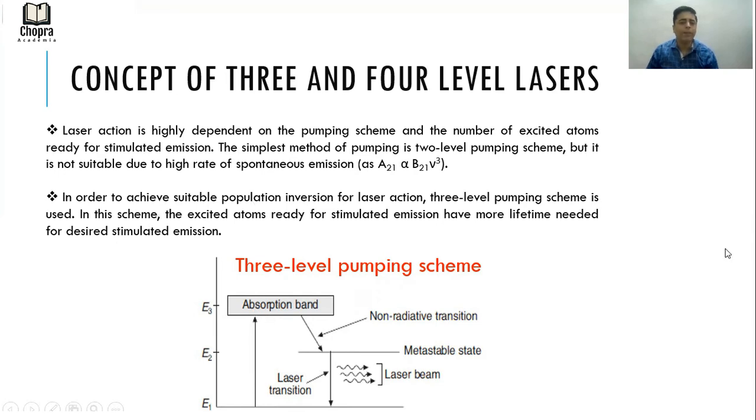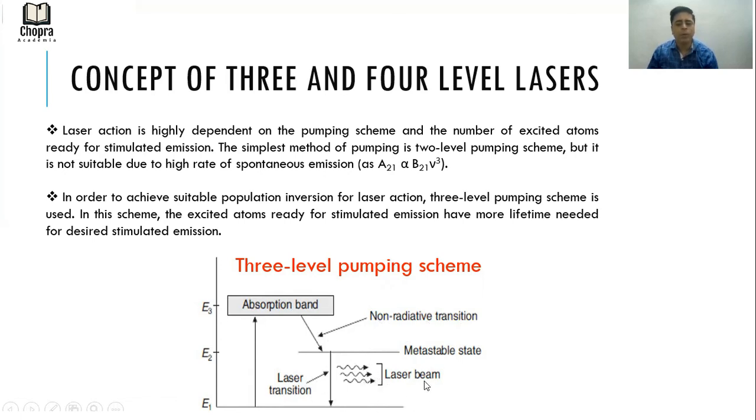So you see the diagram here, three-level pumping scheme. What we do is we provide excitation energy from E1 to E3, that is called the absorption band here. From E3 to E2, they fall undergoing spontaneous emission or a non-radiative transition. It is a lossy phenomenon. So there are incoherent photons available in this transition between E3 and E2. Now from E2 to E1, this is where stimulated emission is induced, or this is where we get coherent photons at the output. This is the metastable state E2. So this is about understanding the concept of the three-level laser.